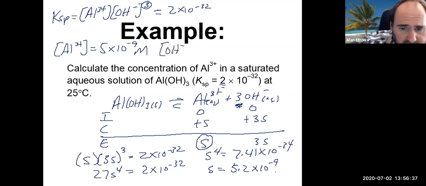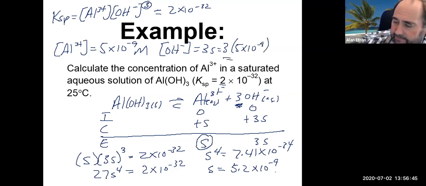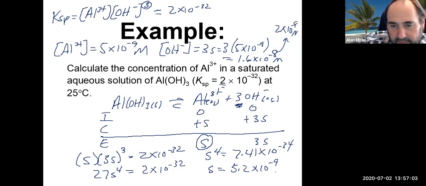Now, we could also, if we wanted to, find out the hydroxide concentration. The hydroxide concentration would be 3 times S, which means you would take 3 times 5 times 10 to the minus 9, and that would get you 1.6 times 10 to the minus 8. Or again, if you were rounding, probably 2 times 10 to the minus 8 molar. Any questions on that calculation?